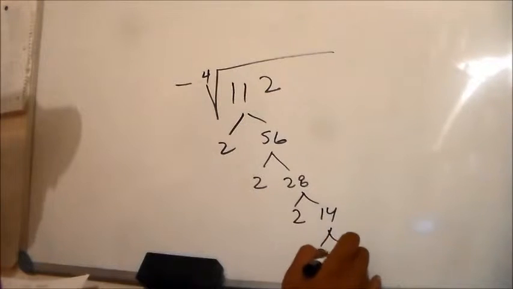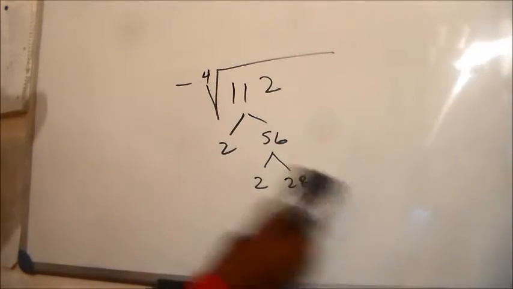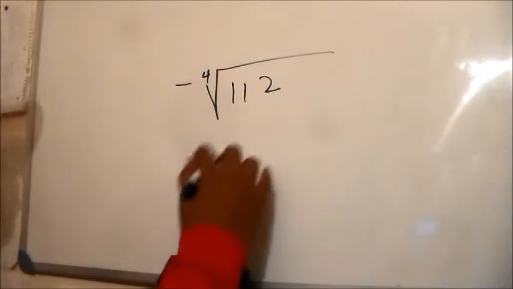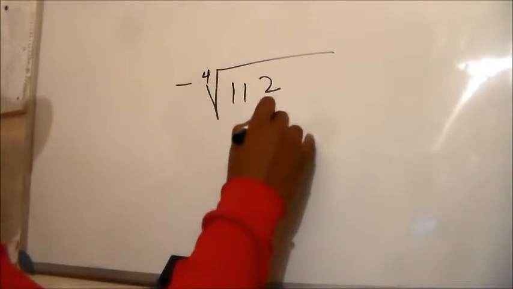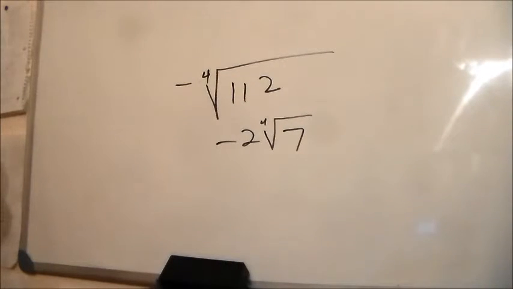214, 2 and 2 root 7 is basically our answer. But 2 fourth root 7 can't be it because the negative symbol is out there. So that had to come in, and our final answer is negative 2 fourth root 7.